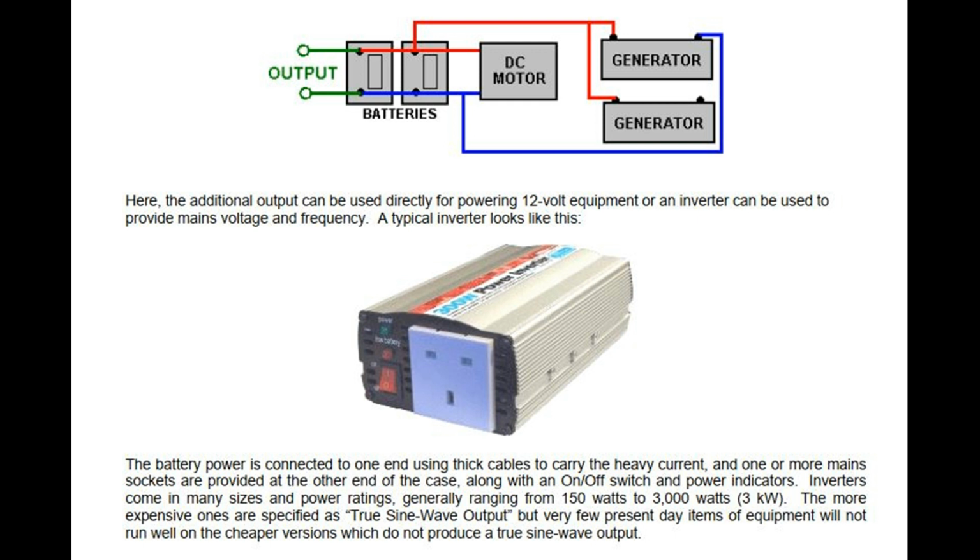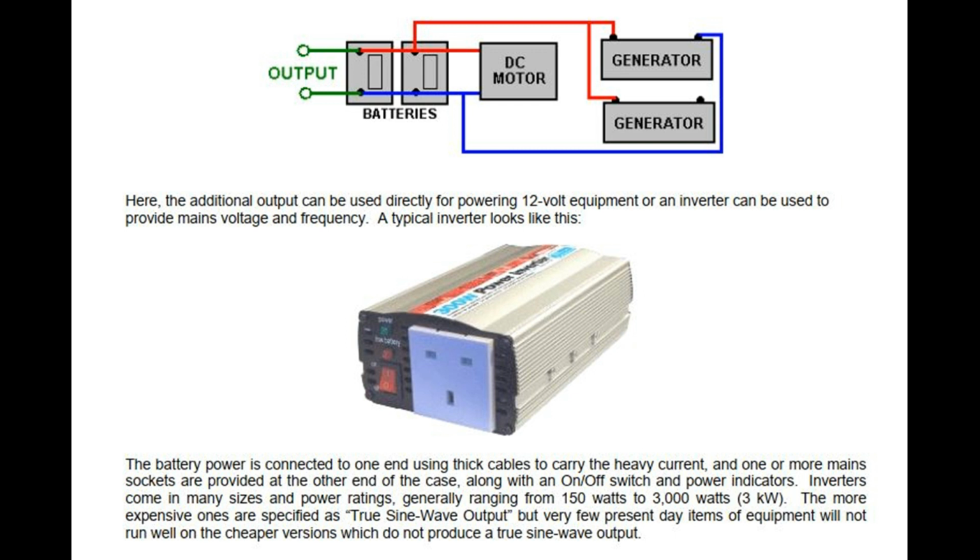Here, the additional output can be used directly for powering 12-volt equipment, or an inverter can be used to provide mains voltage and frequency. A typical inverter looks like this. The battery power is connected to one end using thick cables to carry the heavy current, and one or more main sockets are provided at the other end of the case, along with an on/off switch and power indicators.